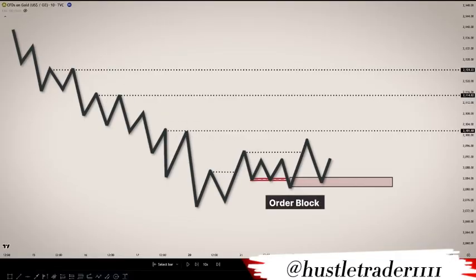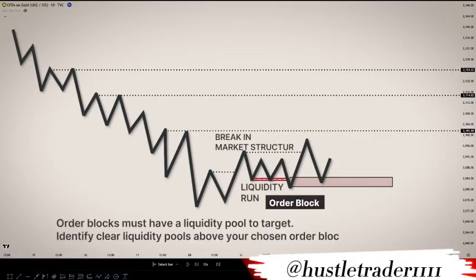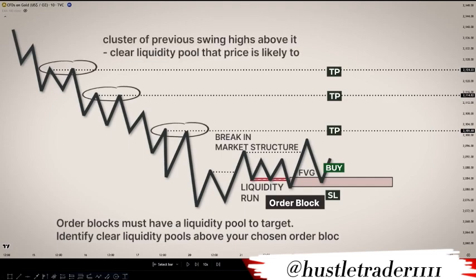Here's a pro tip. Order blocks must have a liquidity pool to target. Identify clear liquidity pools above your chosen order block. These pools act as magnets for price. They are like a roadmap for potential price movement after the order block is triggered. In this case, we see a bullish order block with a cluster of previous swing highs above it. This presents a clear liquidity pool that price is likely to target once the order block is triggered.